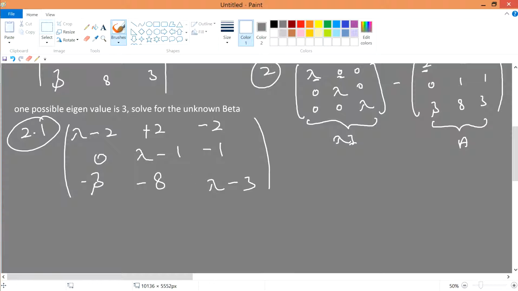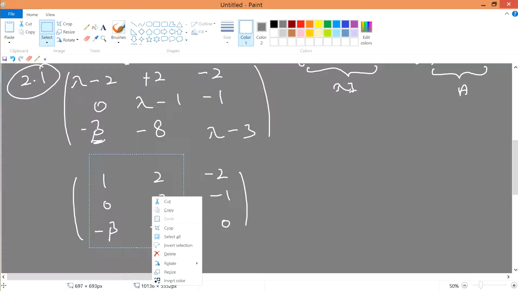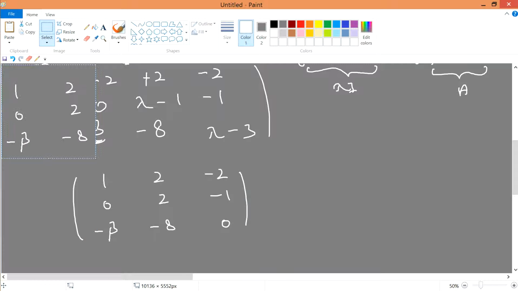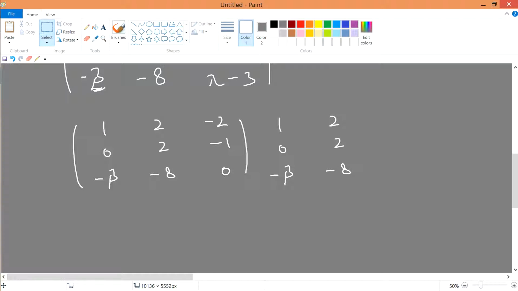Since our purpose is only to solve for beta, and we are given the eigenvalue of 3, we can straight away substitute it into this. When I substitute it in, I have this matrix over here. Then I simply copy this, or if you are writing in pen, you can do the same thing, and apply the rule of Sarrus, where the sum of the orange colors is minus away the sum of the blue colors. That would be easier.